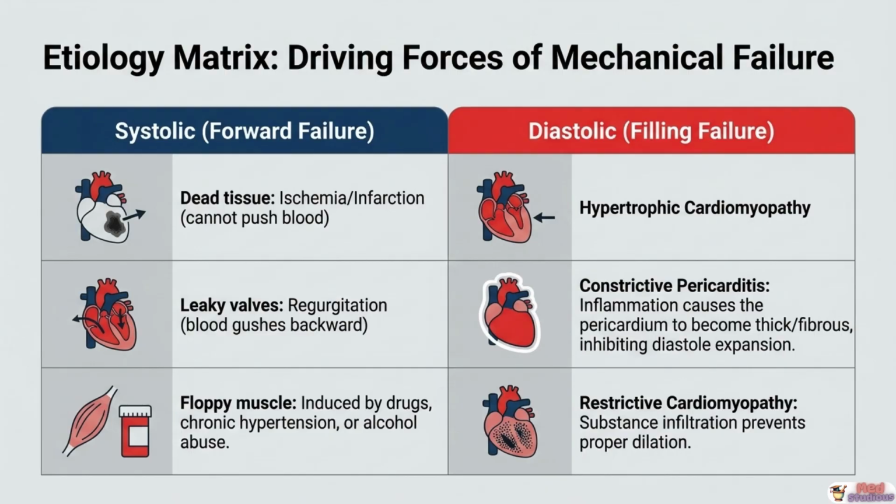hypertension, and viral myocarditis. The causes of diastolic, filling failure, are equally important. Hypertrophic cardiomyopathy involves pathological myocardial hypertrophy that reduces chamber compliance. Constrictive pericarditis involves a thickened, calcified pericardium that physically encases the heart, preventing diastolic expansion. And restrictive cardiomyopathy, caused by infiltrative diseases such as amyloidosis, sarcoidosis, or hemochromatosis, deposits abnormal substances within the myocardium, preventing normal relaxation.